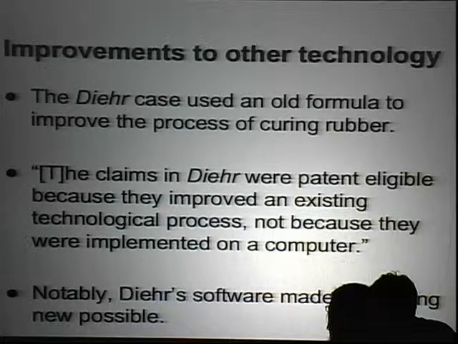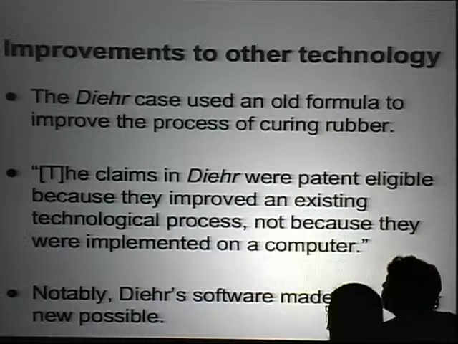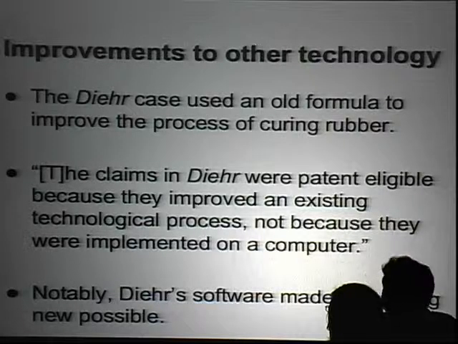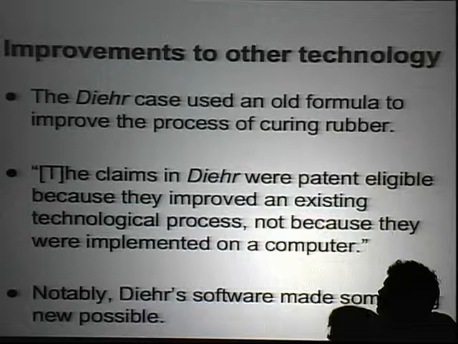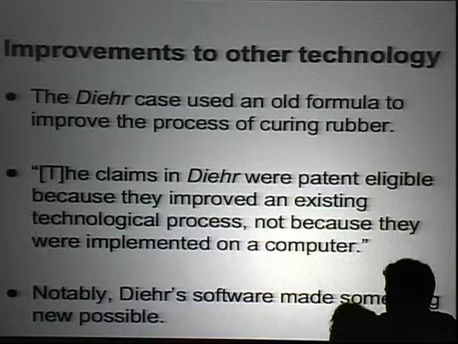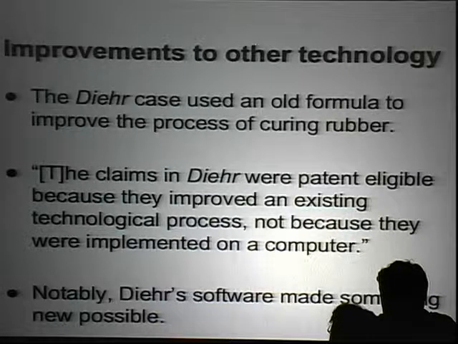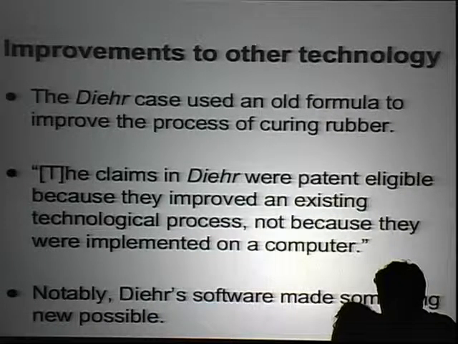So improvements to other technology, like I said, curing rubber, that's pretty good. That was such a substantial improvement in the field of curing rubber that even though you may be able to couch that claim as an abstract idea, it had enough other stuff going for it. It's worth noting that Diehr's claim was very clearly directed to a mathematical formula. It actually included the Arrhenius equation that sets the ideal time for curing rubber. But the equation was old. It was the software and the implementation and the effect that was new.